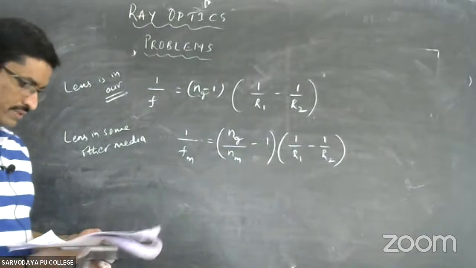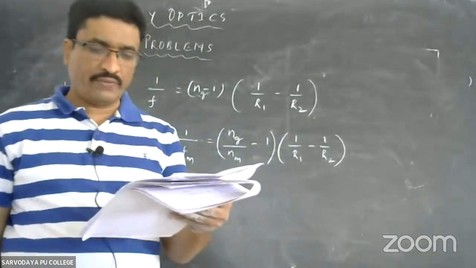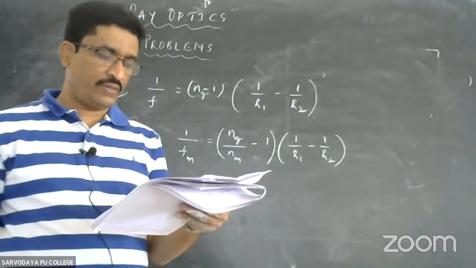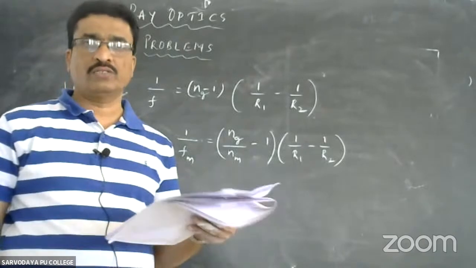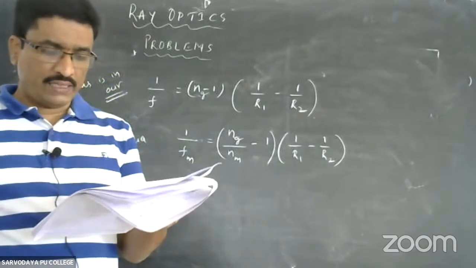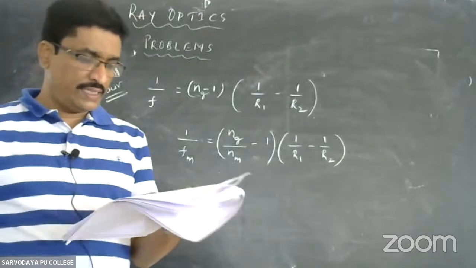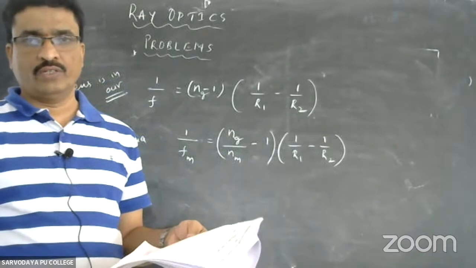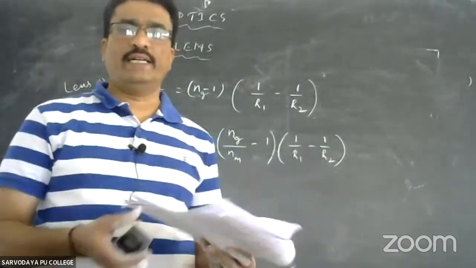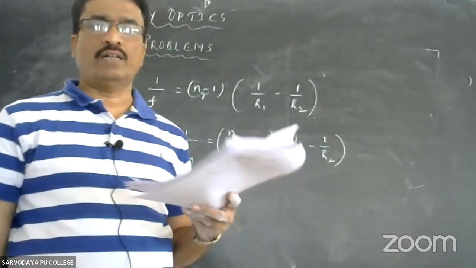Now the problem comes. Double convex lenses are to be manufactured from a glass of refractive index 1.55 with both faces of the same radius of curvature. The two surfaces have the same radius of curvature. What is the radius of curvature required if the focal length is to be 20 centimeter? The radius of curvature of the two surfaces must be the same. Okay, we will calculate that.